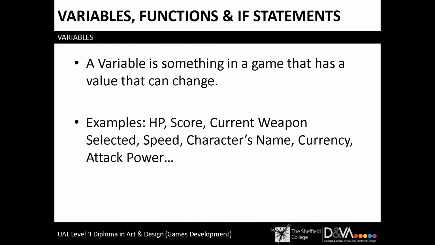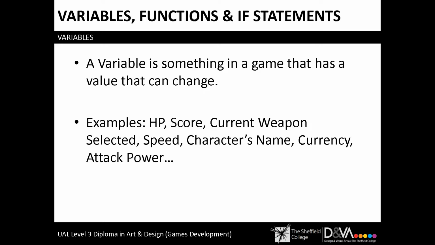A variable is something in a game that has a value that can change. It's basically something that the game needs to remember and possibly make alterations to. So there's a few examples there. Something like the player's HP. They're going to have a starting HP, say 100, and if they get hit by a bullet or something like that, it's going to reduce that number by, let's say, 10. Same with score. They're going to start with a value of 0 at the beginning of the game, and as they progress through the game, earning points, that number is going to increase in value.